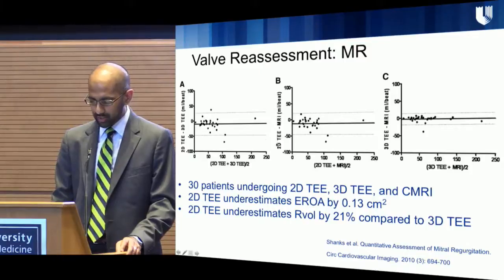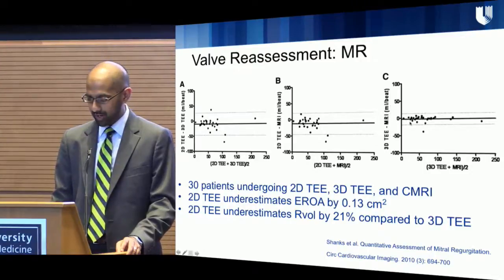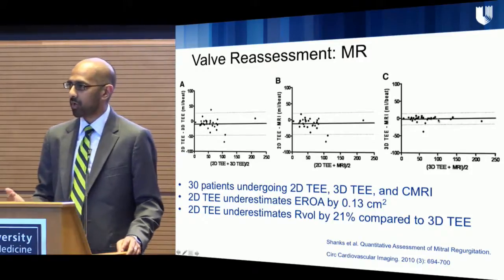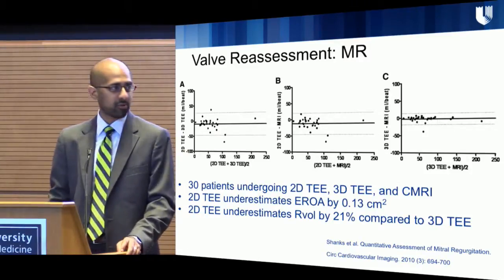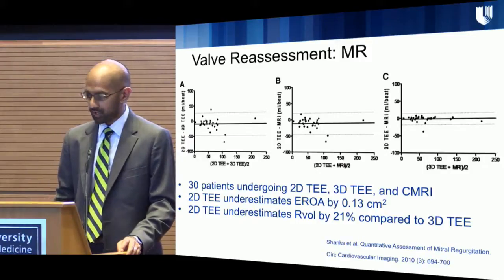And now let's compare 2D TEE to MRI. Okay, they're close to the line, but let's look at 3D TEE to quantitative MRI and look how much closer the dots are to the line. So at least if you believe that quantitative MRI is the gold standard for mitral regurgitation, 3D TEE seems to do a better job of it than 2D TEE.